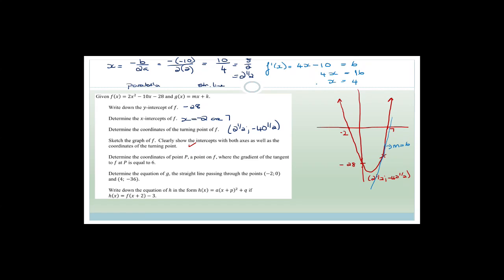But now we need to find the y value. So we substitute back into the original. y is equal to 2 times 4 squared minus 10 times 4 minus 28, which becomes 2 times 16 minus 40 minus 28. 2 times 16 is 32 minus 68, which becomes what? It's 36. Sorry, it has to be minus 36.